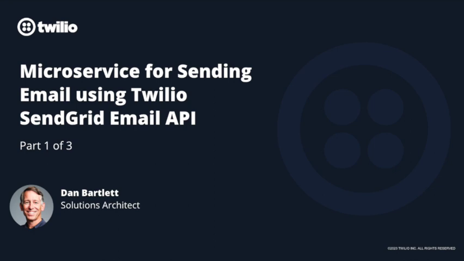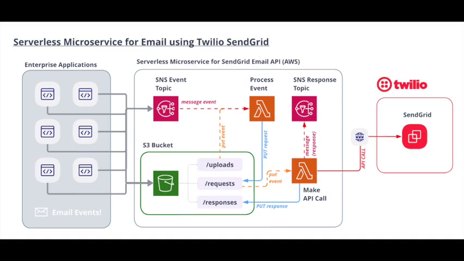Let's start by going over the architectural diagram for this blog post. Most organizations or enterprises today need to send emails. These can be transactional, promotional, or any other type of email. On the left side of this diagram, we have enterprise applications that trigger email events.